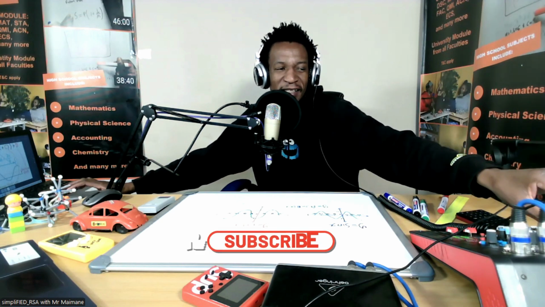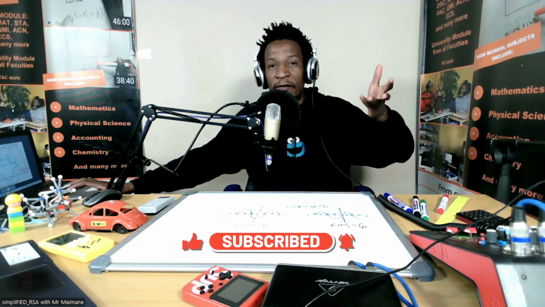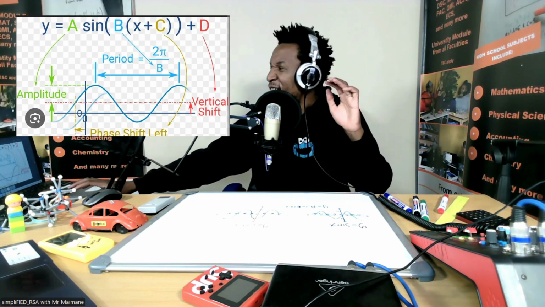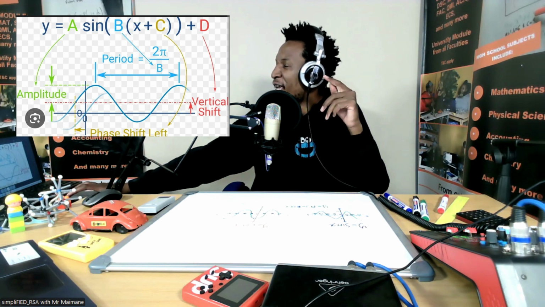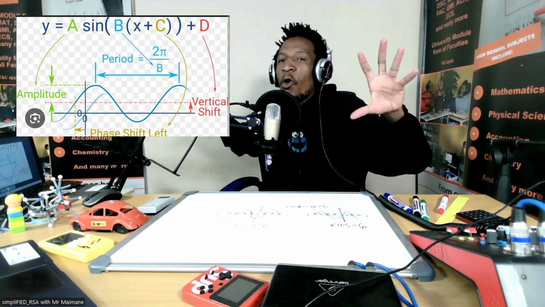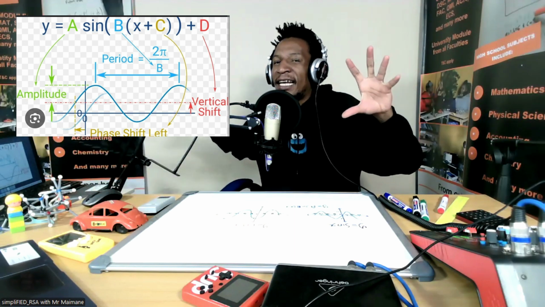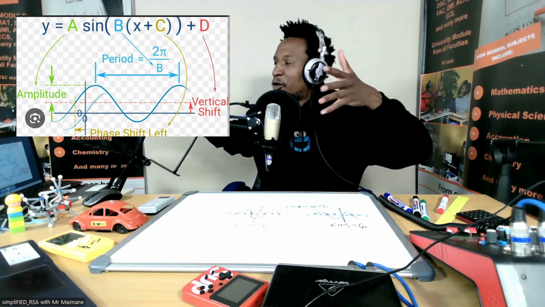Now we're going to discuss what really happens when there's a transformation of a sine graph or a cos graph, or rather a trigonometric function graph. But I'm going to use the sine function as an example. So let me put up this image here. You can see that we have y equals a sine b, where we have x plus c inside the angle, plus d outside. All those are the possible changes that can happen from the standard form of a trigonometric function.